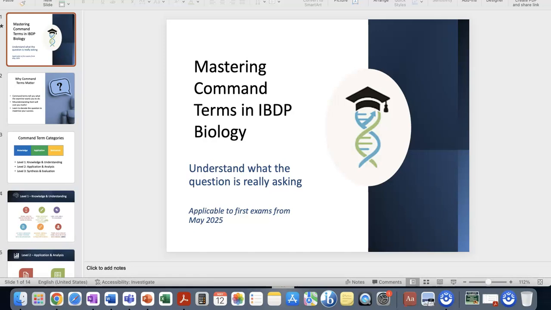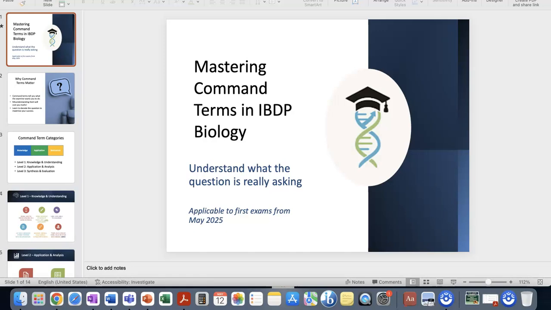I often find that students in database questions feel that they're losing marks for no apparent reason. They don't really understand why they've lost the marks. One of the main reasons is they don't understand the command terms correctly. So let's go through those command terms.